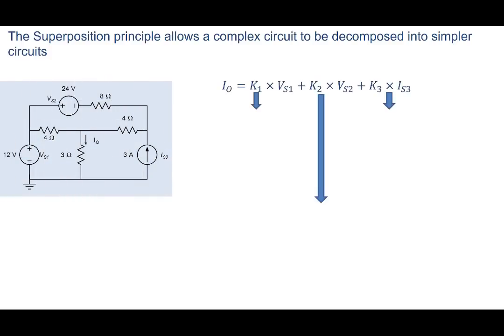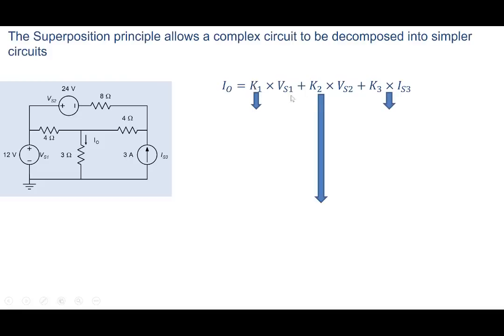So let's look at what these arrows indicate, we'll see in a minute. It allows a complex circuit to be decomposed into simpler circuits. So this is a complex circuit, and we said I0 is K1 VS1 plus K2 VS2 plus K3 into IS3, right? So it is these terms here. And how do we determine? If you want to find out I0, you'll have to determine K1. So how do we determine K1?